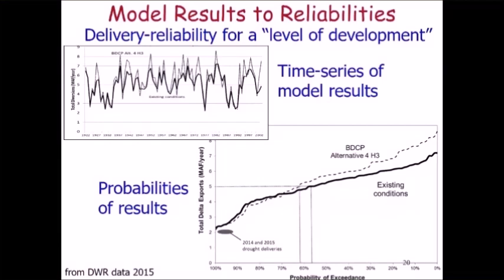And then we'll plot these up from the lowest to highest with their probabilities. And we can see from this then that the probability of having less than 5 million acre-feet of exports is about, what, about 65% for current conditions.